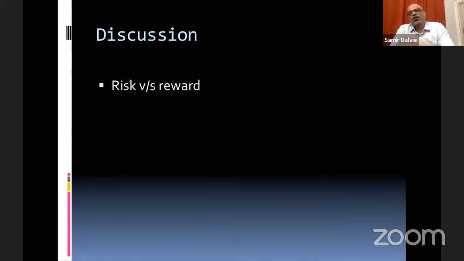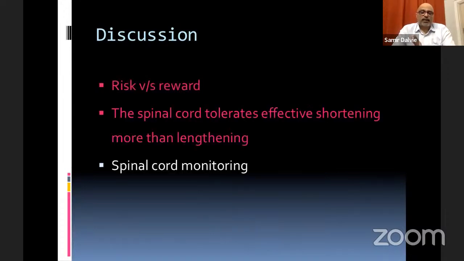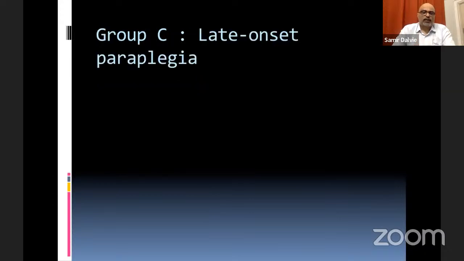So the thing is that when you are doing these surgeries, there is a question of risk versus reward. So yes, there is a risk of neurological deficit, but the reward is a deformity correction. But the shortening osteotomy is better than the lengthening osteotomy. We do spinal cord monitoring and have a look.